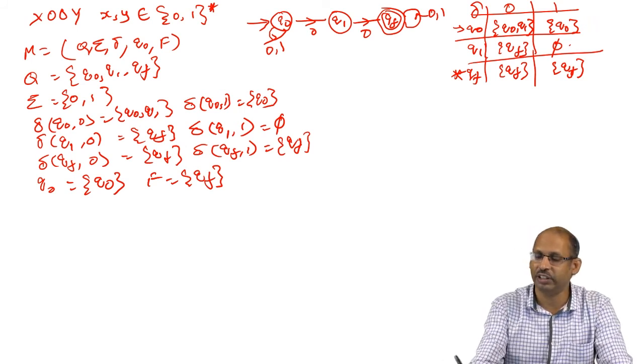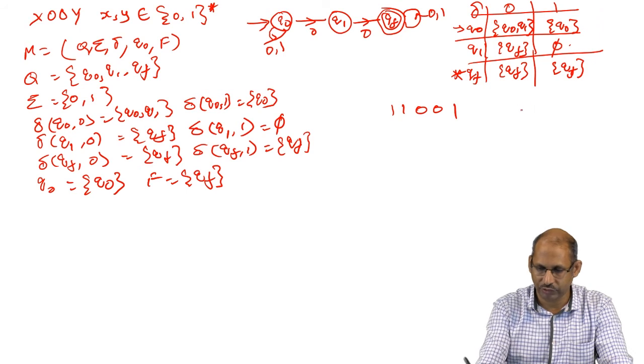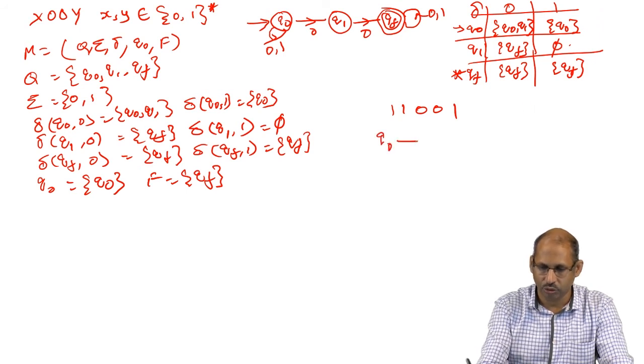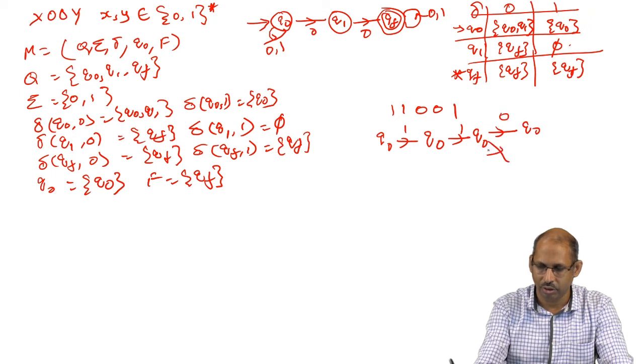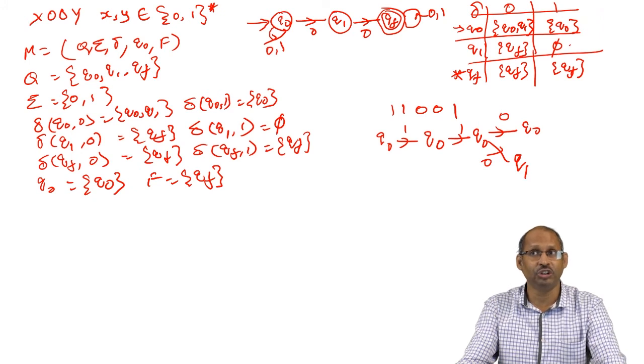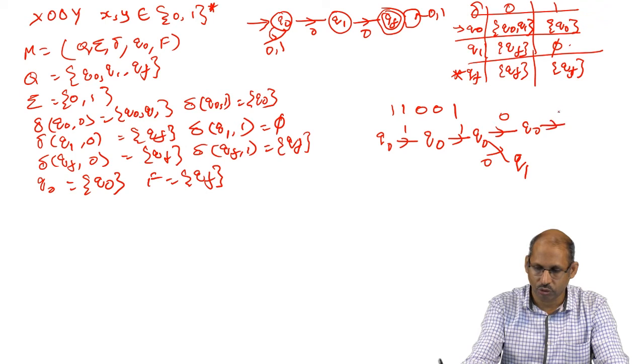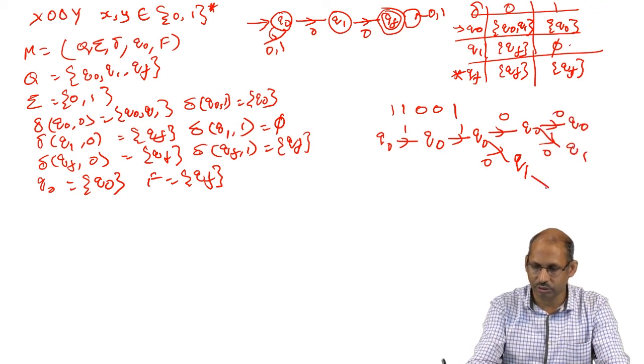Now we check one string, 11001. Is the string accepted or not? First we start with Q0. Q0 on 1 goes to Q0. Q0 on 1 goes to Q0. Q0 on 0 goes to Q0 and also Q1. Then what is the next symbol? 0. We have to consider the next symbol 0 on both Q0 and also Q1.